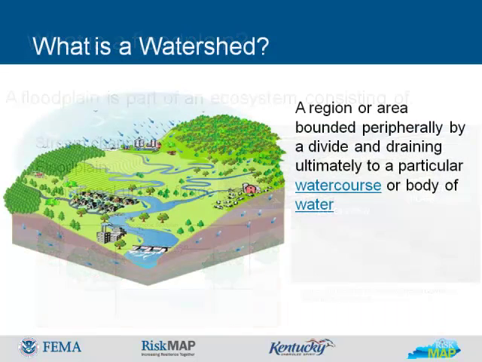A watershed is defined as a region or area bounded peripherally by a divide and draining ultimately to a particular watercourse or body of water. A watershed is the area of land where all of the waters, what is under it or drains off of it, goes to the same place.